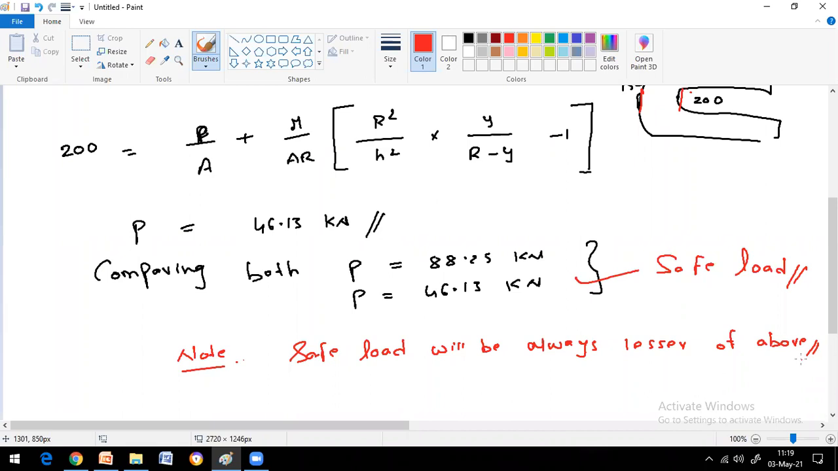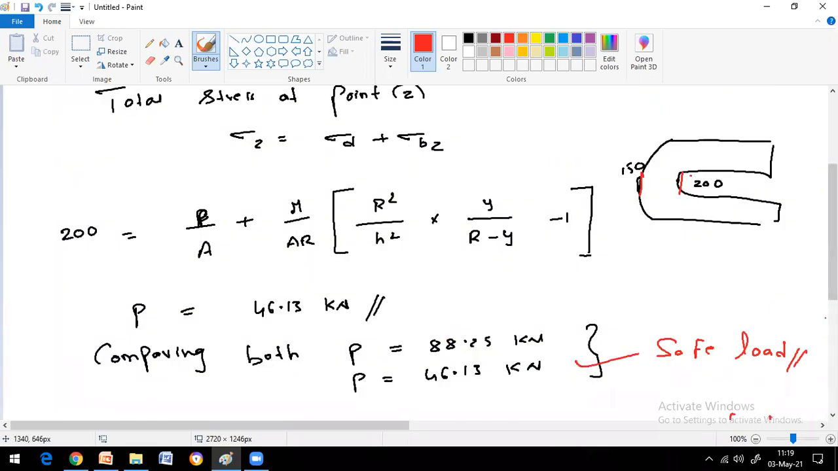So based on the stresses equation, you only need to remember two formulas. One is the h square formula, the other one is the bending stress formula. The bending stress formula is M by Ar of 1 plus r square by h square into y by r plus y for tension, and the same M by Ar of r square by h square into y by r minus y minus 1, which is for compression. If you remember these two, you can solve problems on curved beams easily.